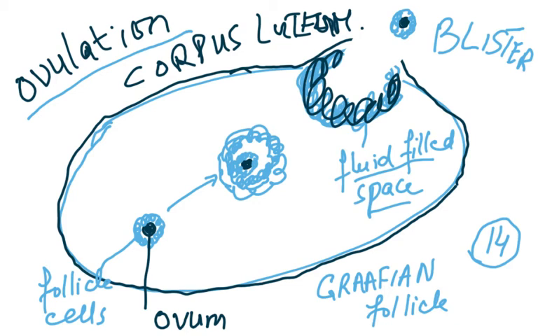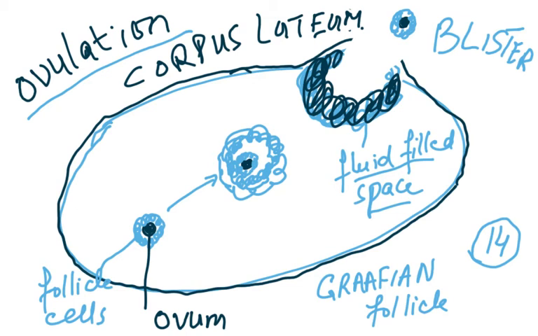So corpus luteum, let me just spell it again because I might not have written it. Corpus luteum. So the remains of the Graafian follicle is called the corpus luteum, and it is going to release the hormone progesterone. So please understand this.